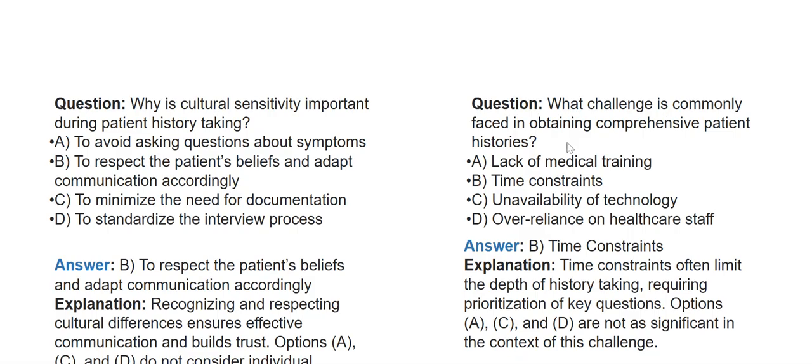Question 4. What challenges are commonly faced in obtaining comprehensive patient histories? A. Lack of medical training. B. Time constraints. C. Availability of technology. Or D. Over-reliance on healthcare staff. Well, the most accurate or the most proper answer would be B. Time constraints, as time constraints often limit the depth of history taking, requiring prioritization of key questions.